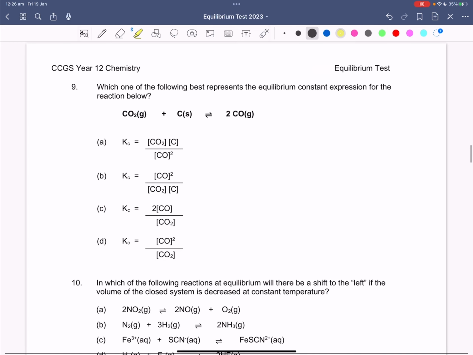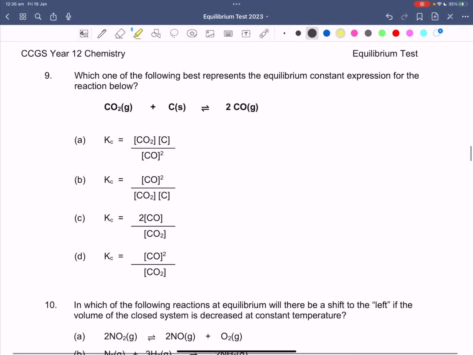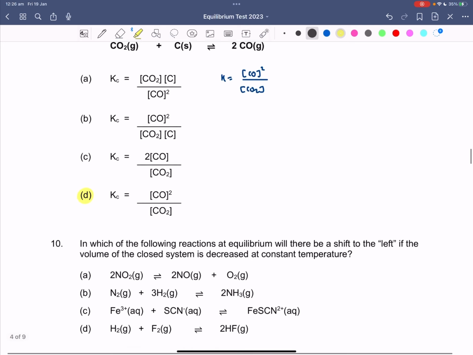Question number 9. Which of the following best represents the equilibrium constant expression for the reaction below? Remember we never include solids or liquids, and we always have the products on the top. So K equals the concentration of CO squared divided by the concentration of CO2. We'll omit the solid, so effectively the one that matches is D. D looks exactly like what we just wrote.